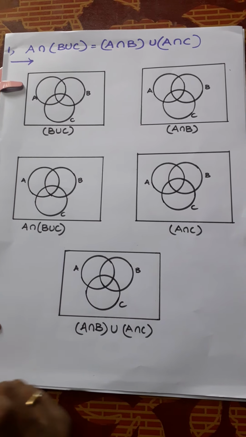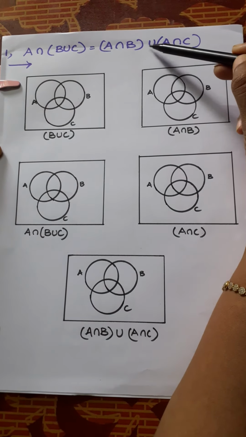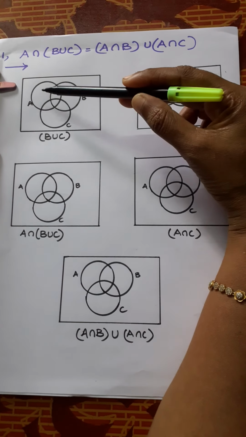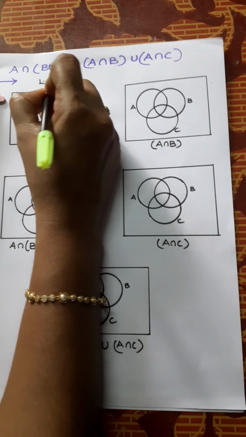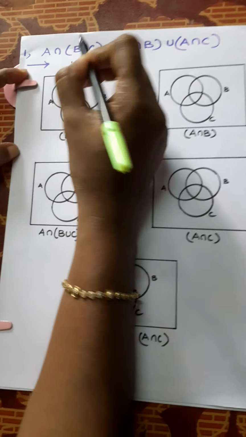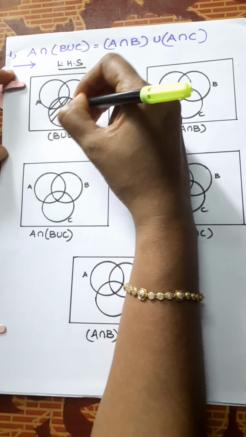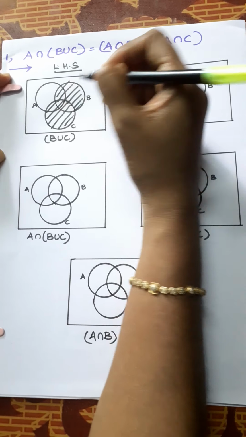The first one, A intersection (B union C) is equal to (A intersection B) union (A intersection C). The rectangle box is the universal set. This is the first set, second set, third set. First, we are going to take the LHS value. First, we have to do B union C. B union C means we have to combine the B set value and the C set value. This is B union C.